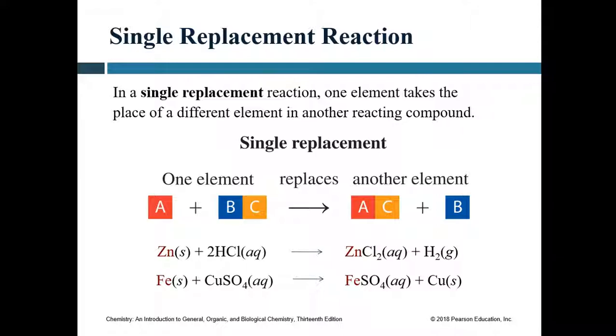Now, in a single replacement, let's think about what those words mean. Replacing, and then single. Just one element is going to go in and replace another element in a compound. So the visualization would be like A going into BC, kicking out B, and then we have the compound AC. You may ask, why didn't it kick out C? Well, it depends on what this one element is. If this one element is a metal, then it goes in and kicks out the metal of the compound. And remember, the metal is always written first.